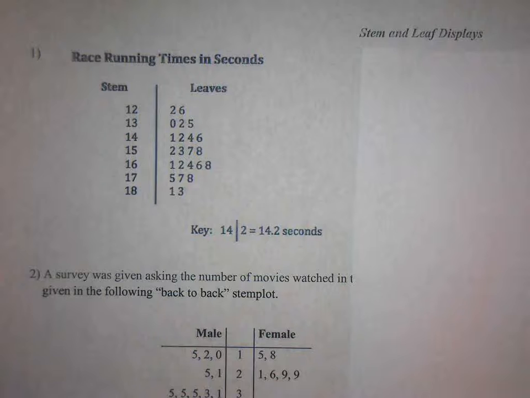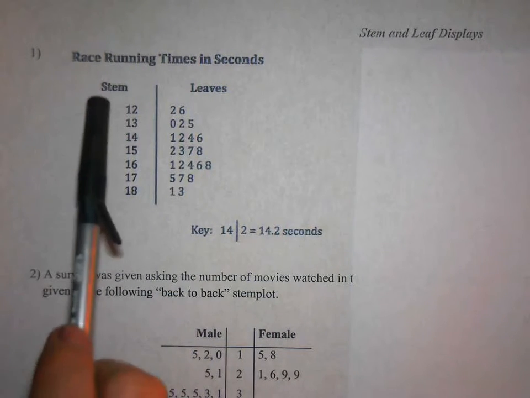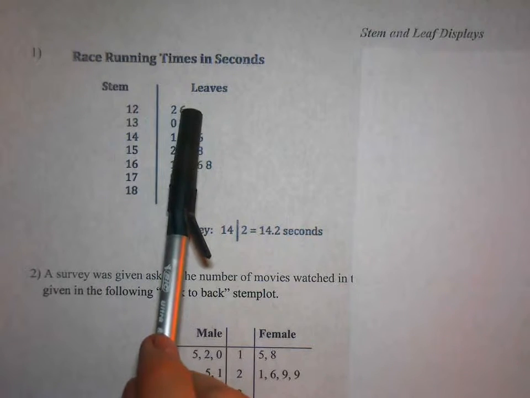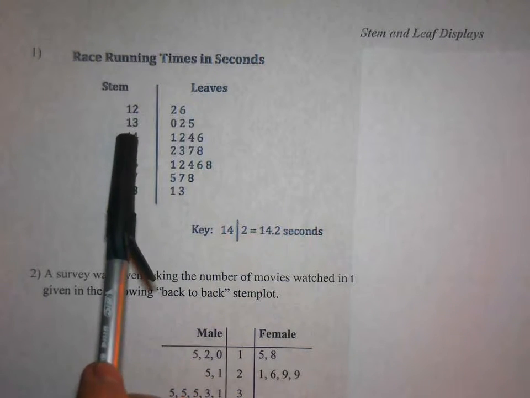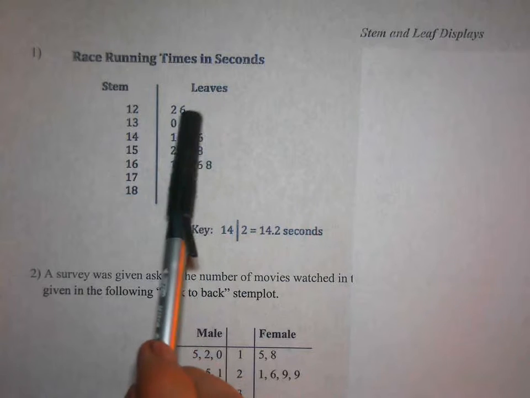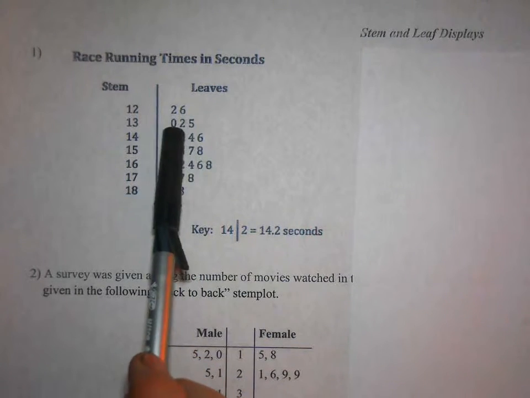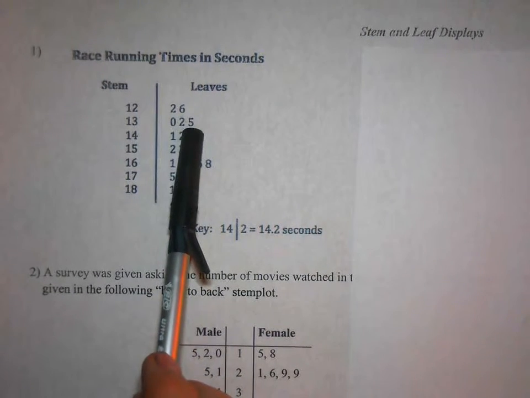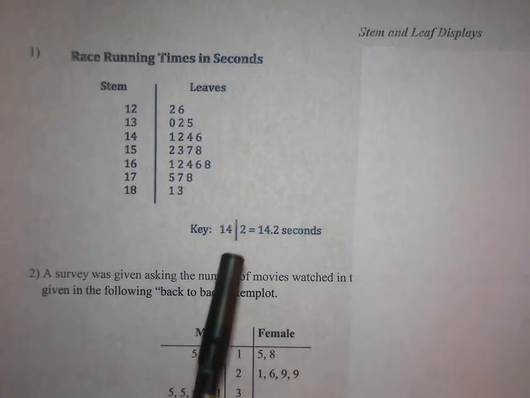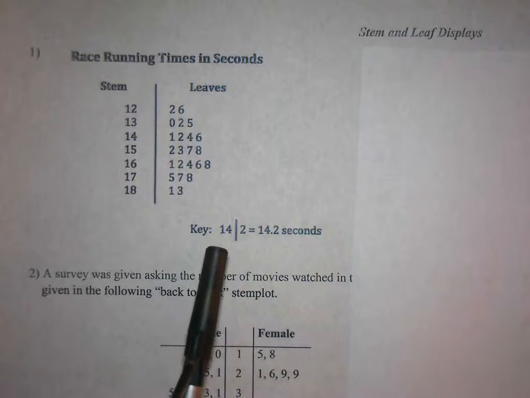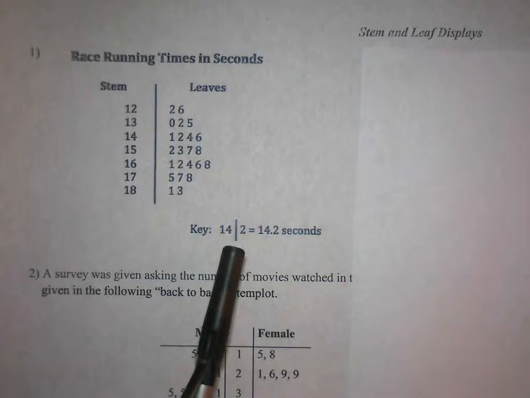I'll give you an example of race running time in seconds, and we see a stem column and a leaf column. The stems have 12, 13, and so on, and the leaves have 2, 6, 0, 2, 5, and so on. Notice at the bottom, there's a key. You should always include a key on a stem and leaf plot because you need to be able to interpret what these stems and leaves mean.